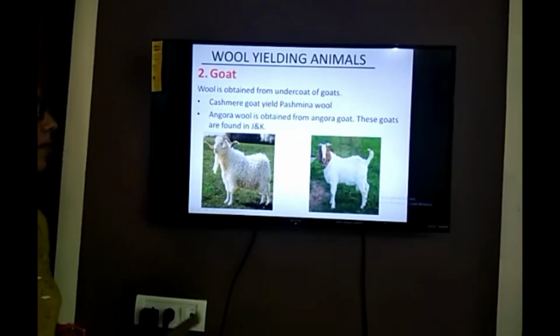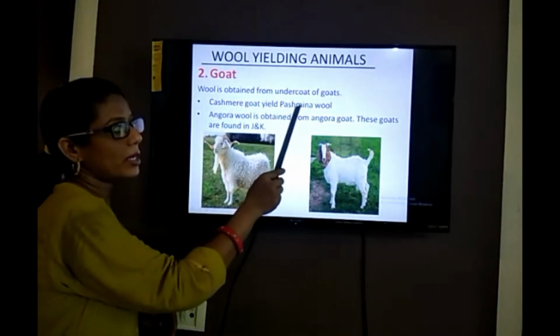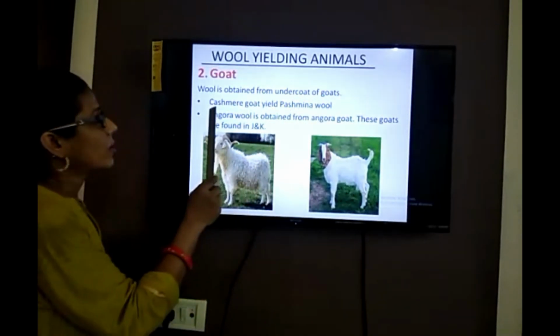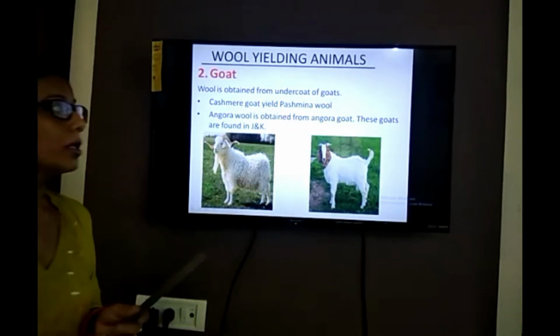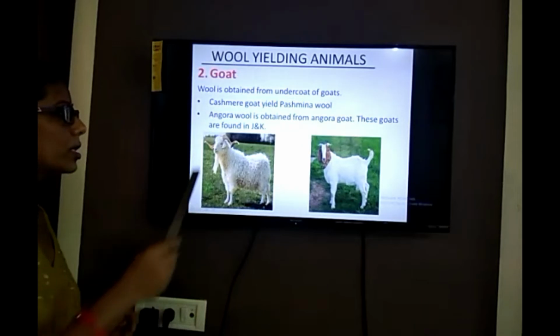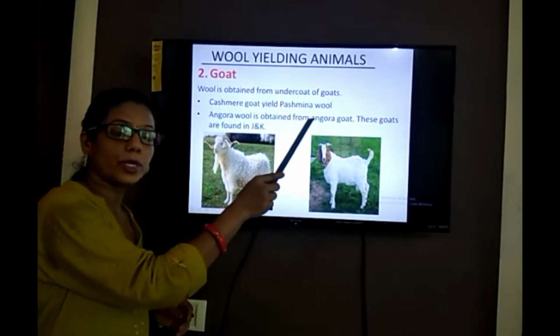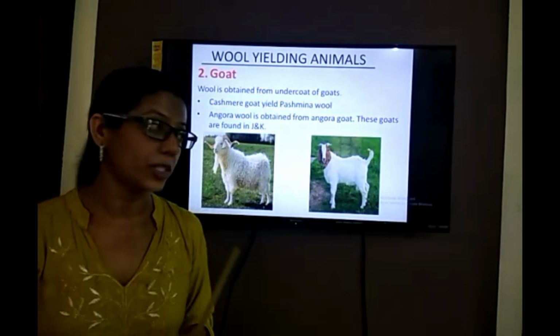The second wool yielding animal is the goat. Goat wool is obtained from the undercoat of the goat. Kashmiri goat yields pashmina wool. It means there are different types of goats. The first is the Kashmiri goat. Kashmiri goats provide pashmina wool, and pashmina wool is very soft in nature.